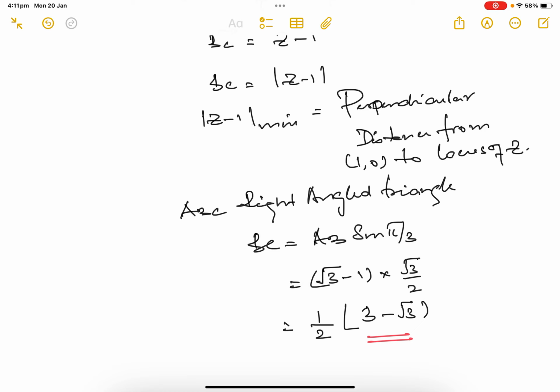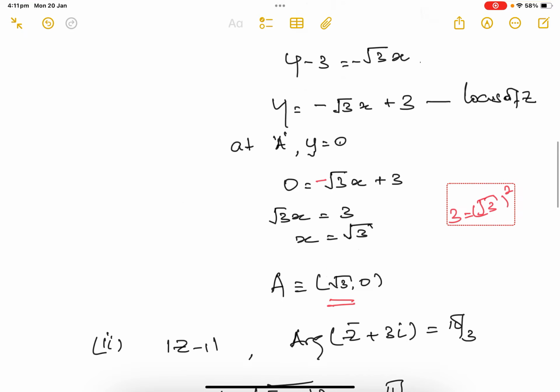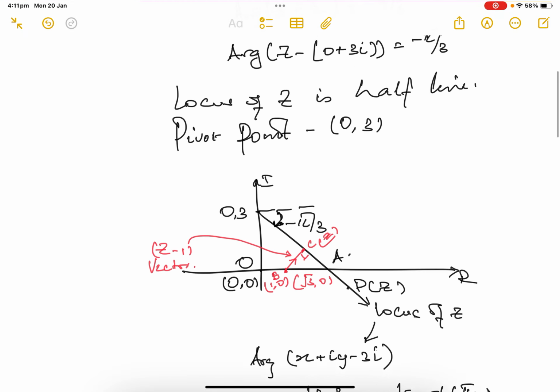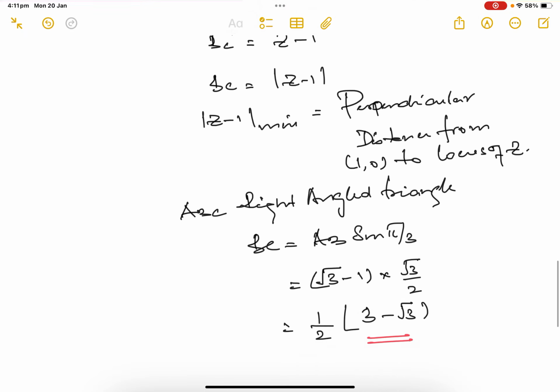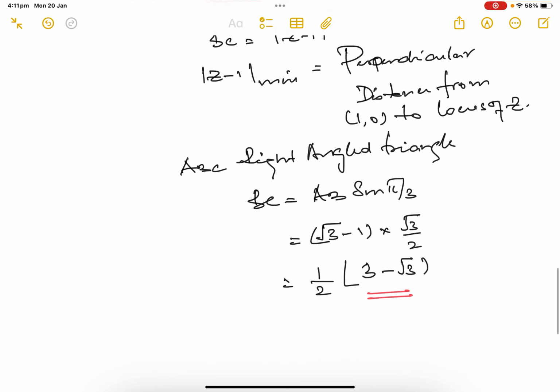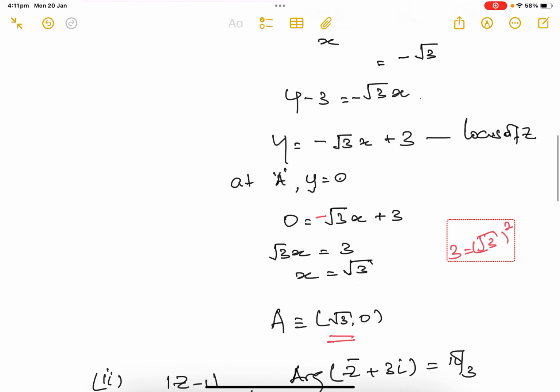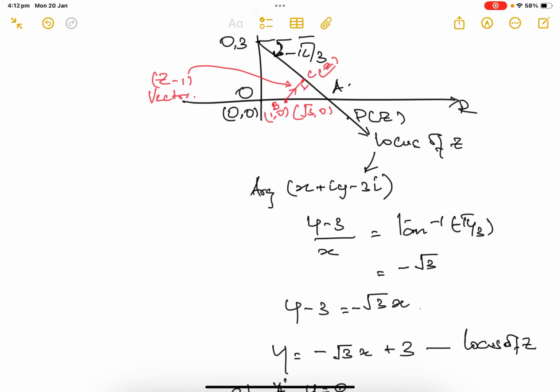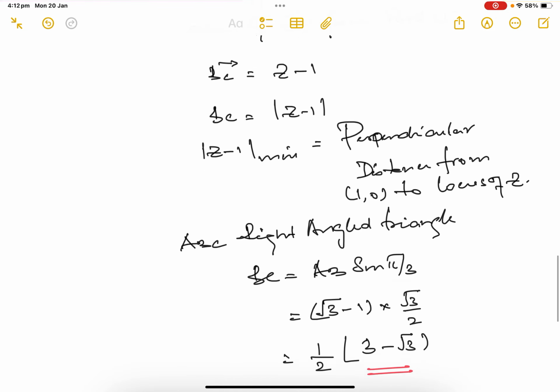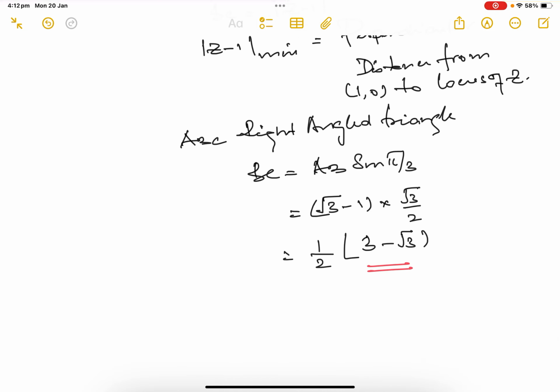So BC equals AB times sine pi by 3. AB is the hypotenuse. Then if you look at that sketch again, A is root 3 and B is 1. So AB is root 3 minus 1. Sine pi by 3 is root 3 over 2.